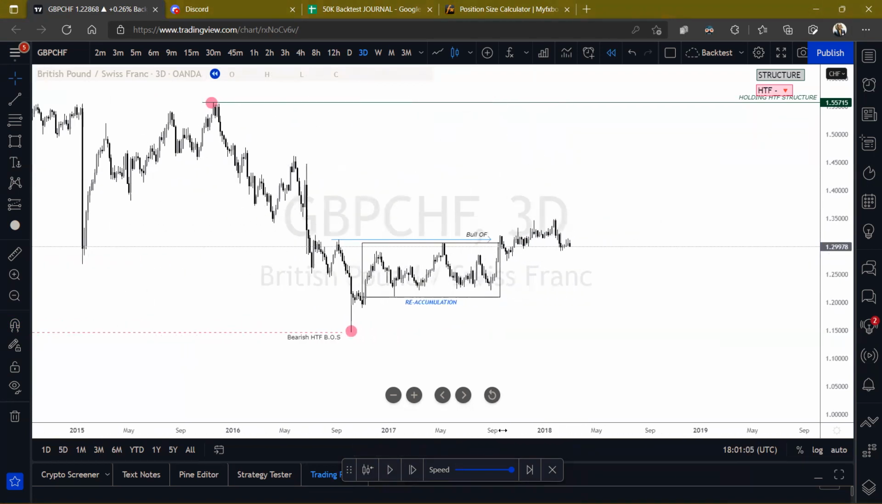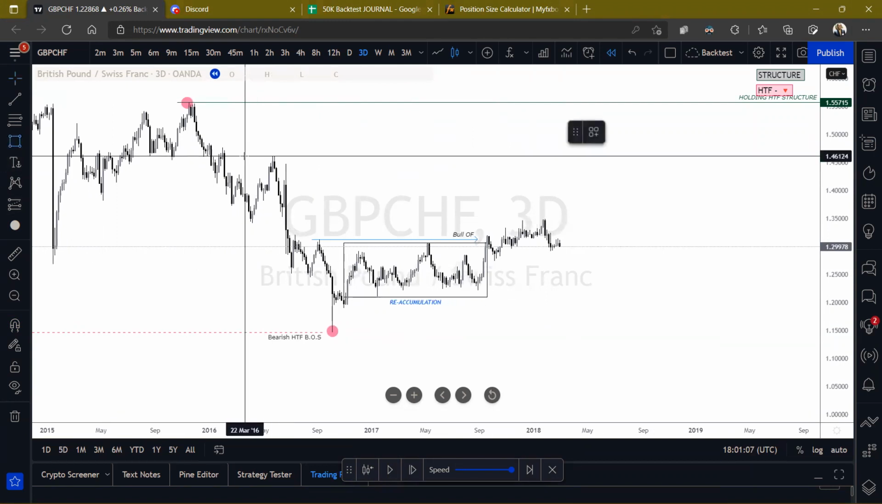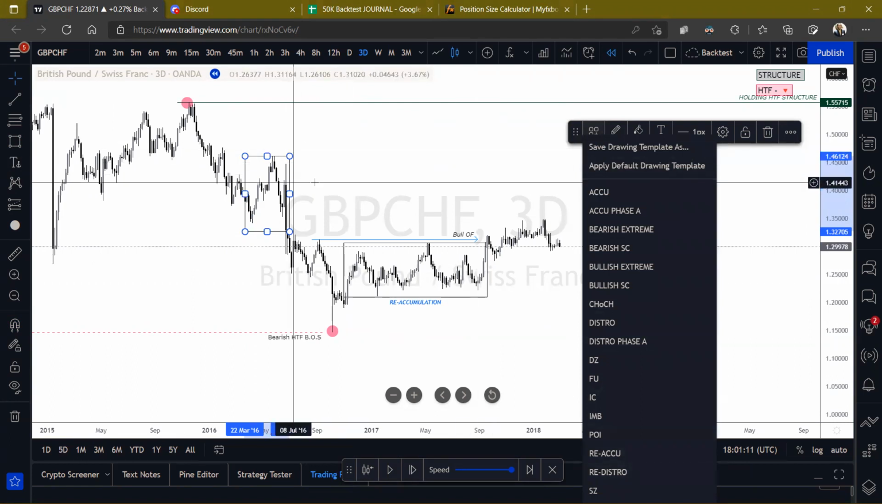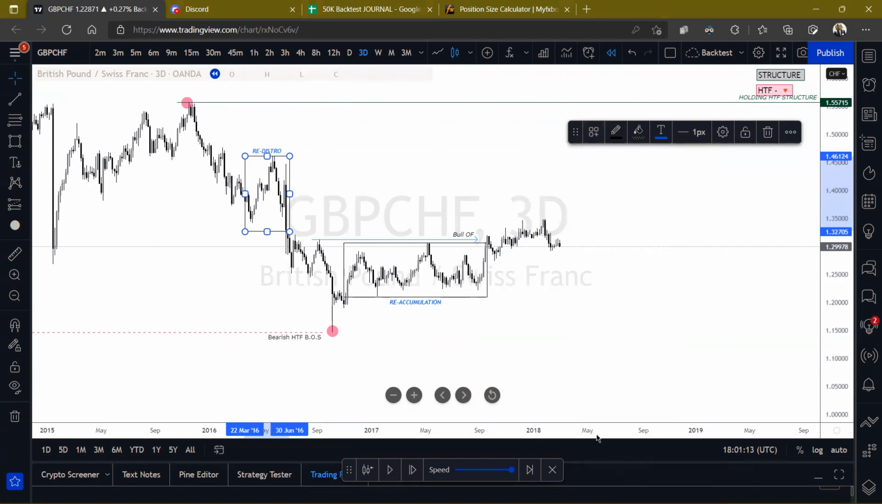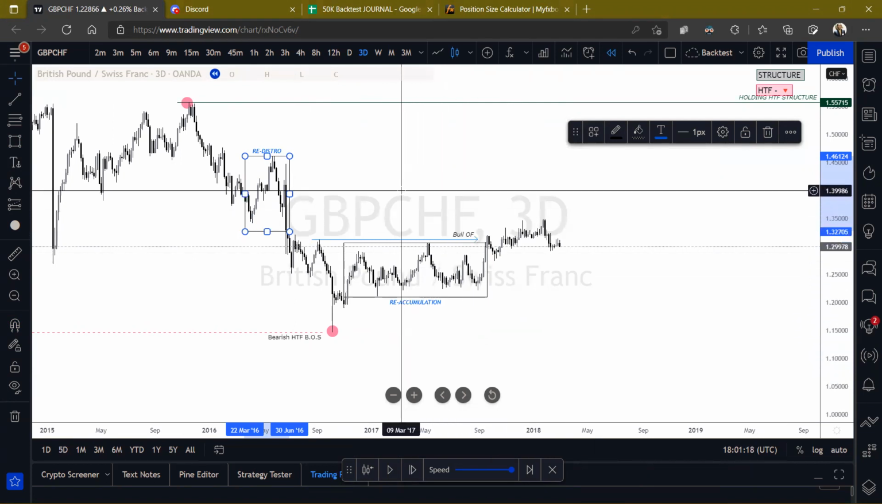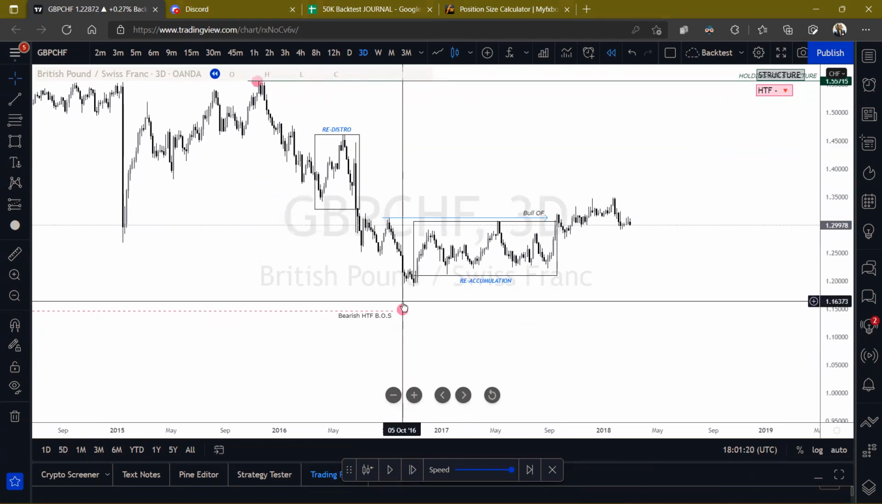At this point, we're going to look at this area here because this is a redistribution. This is a redistribution that caused the price to go down lower.